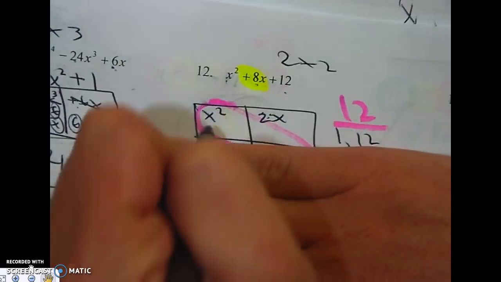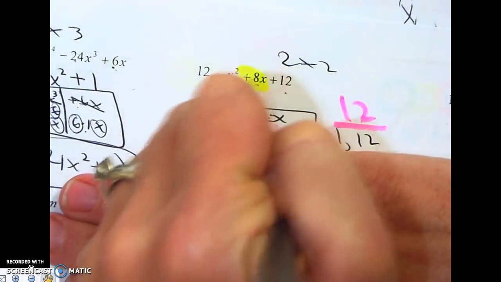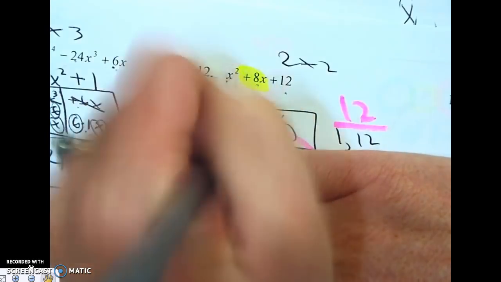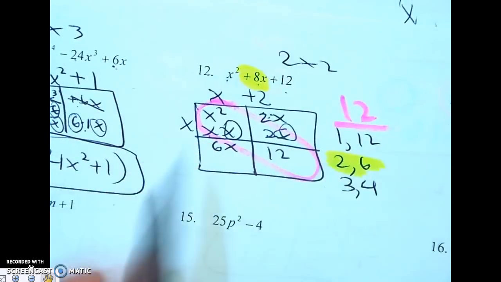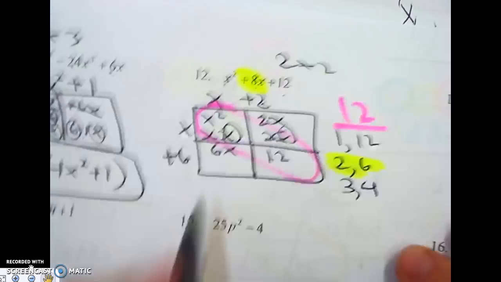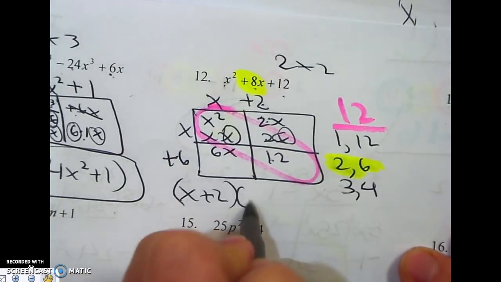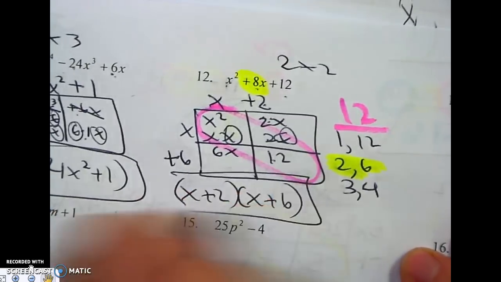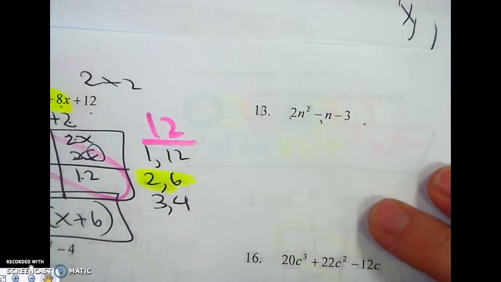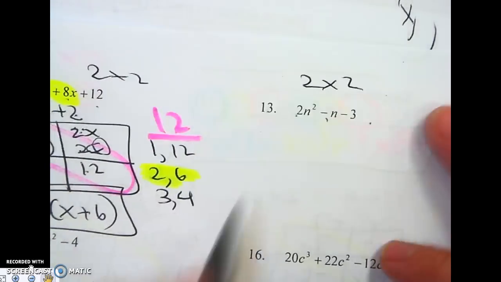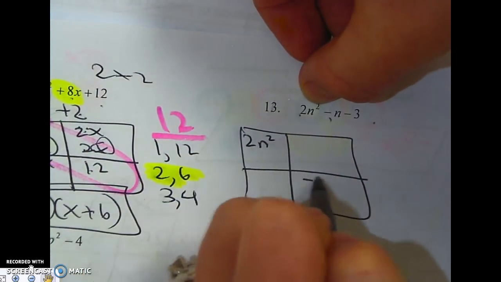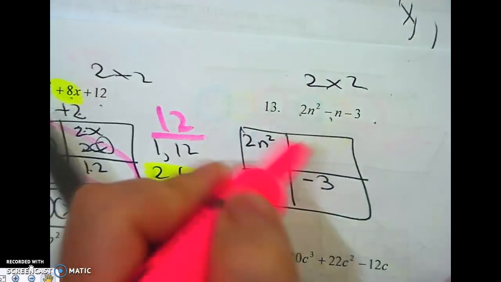Now I'm going to cover this. X, 2x, x, whoosh. What am I left with? X plus 2. And then 2 times what gives me 12? Positive 6. So my answer is x plus 2, x plus 6. Next one. I look to see if they have something the same. They don't. 2 by. First guy. Last guy. Circle.